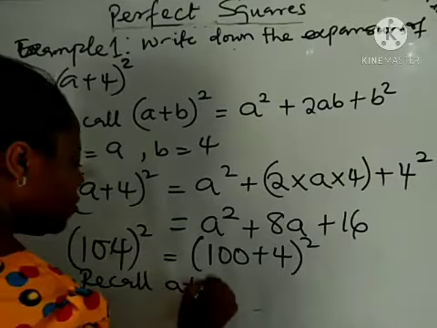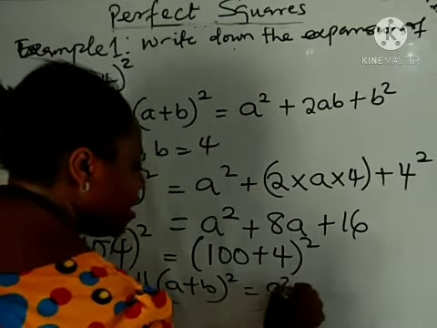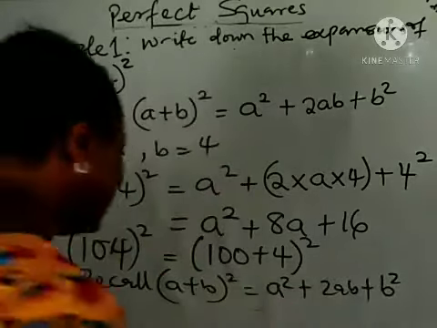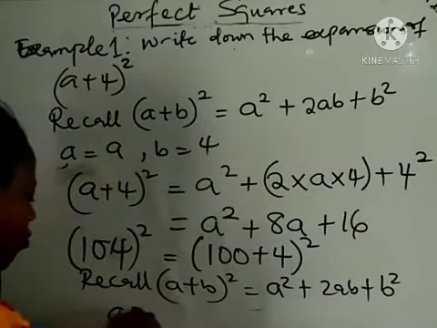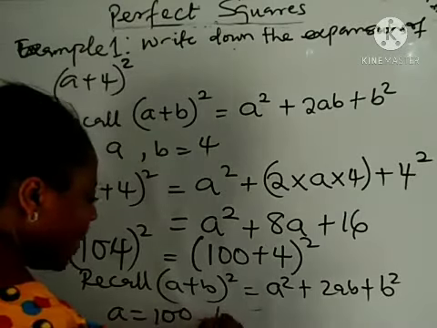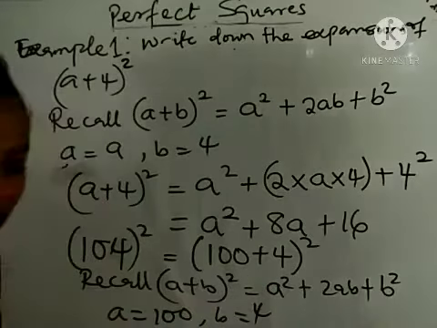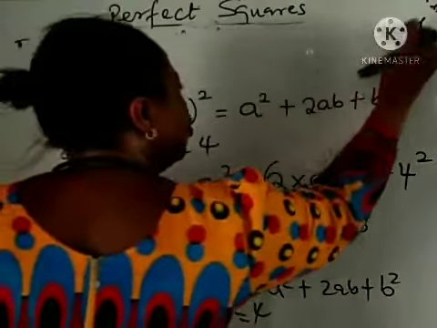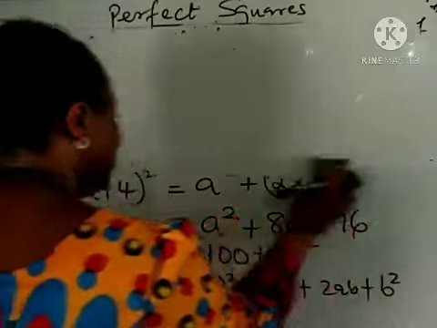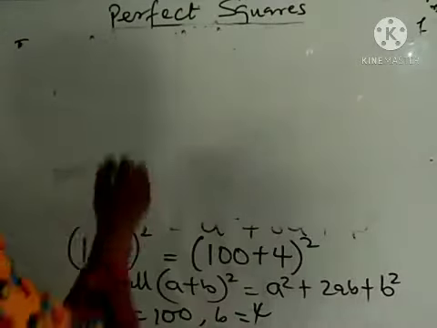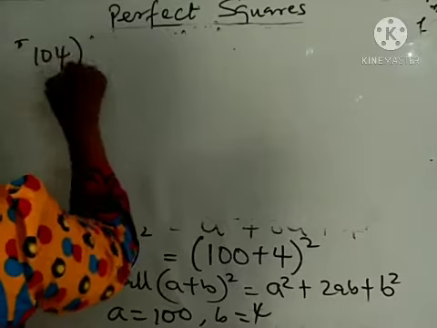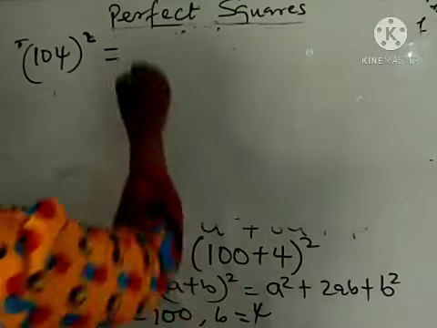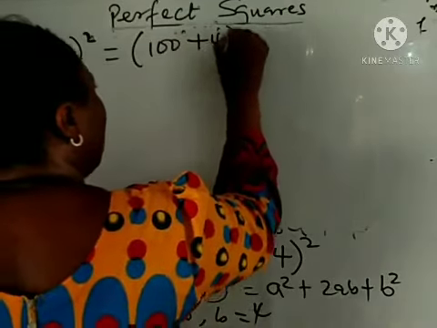In this case, if I recall, A plus B all square is equals to A square plus 2AB plus what? B square. That means in this case, if I compare the two together, my A will be equals to what? 100. My B will be equals to what? 4. That means anywhere I see A, I will replace with 100. Anywhere I see B, I will replace with 4. So I can now have 104 all square, which is the same thing as 100 plus 4 all square.